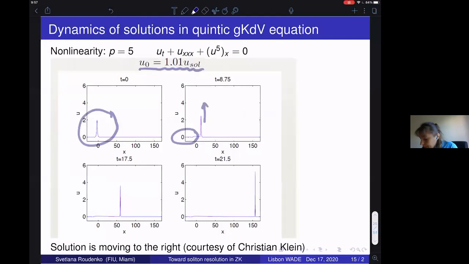It progresses. You can see that at time 21.5, it keeps growing. There's a little bit of radiation going to the left, but it keeps growing, and as it grows, it goes faster. So eventually it blows up. What does this mean, eventually? Of course, numerically you just see this grows, and then you say that it blows up. But as I said, Martel and Merle showed that you can have the finite time blow up in this equation.